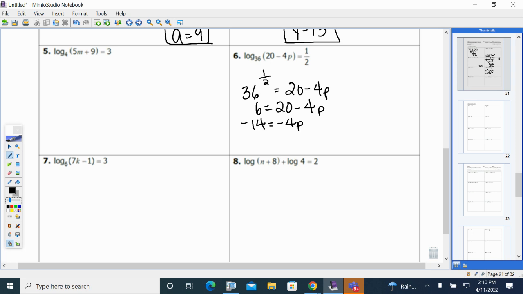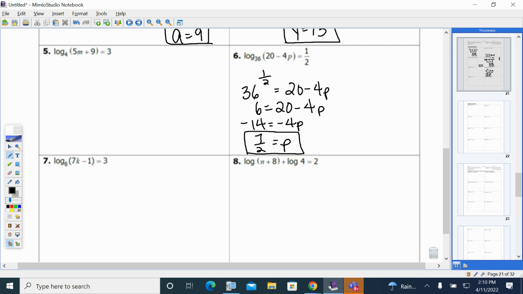And then I divide by the negative 4, and I get 7/2. Again, we have a log in our equation, so you have to check those solutions, and it will check out. I want to jump down to number 8.